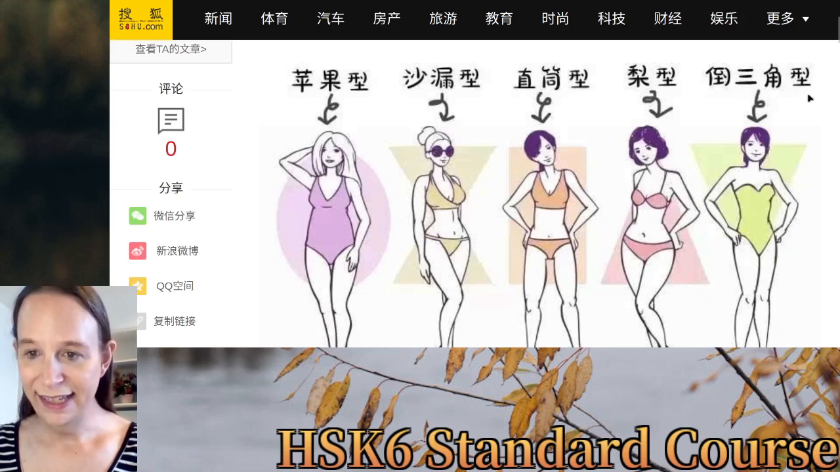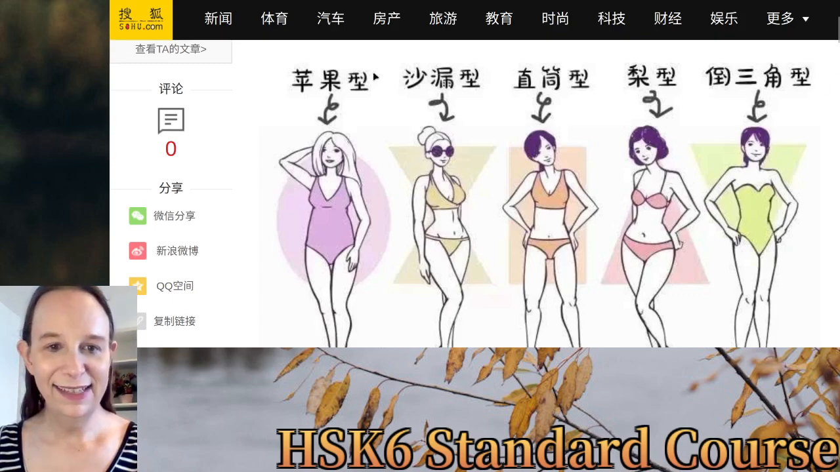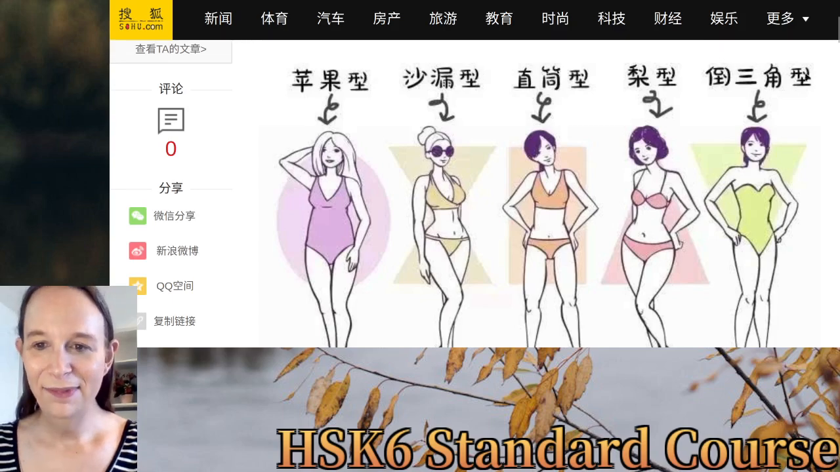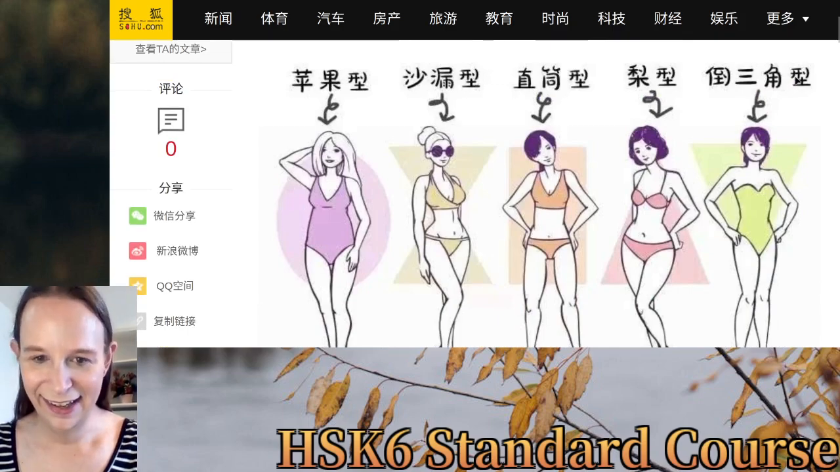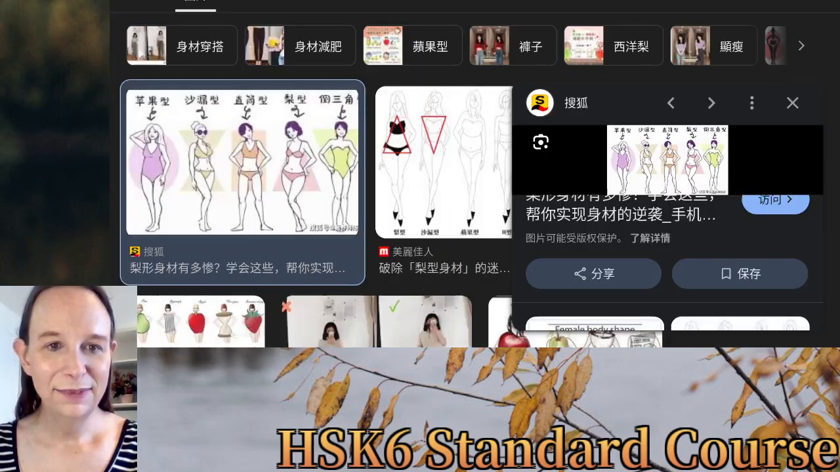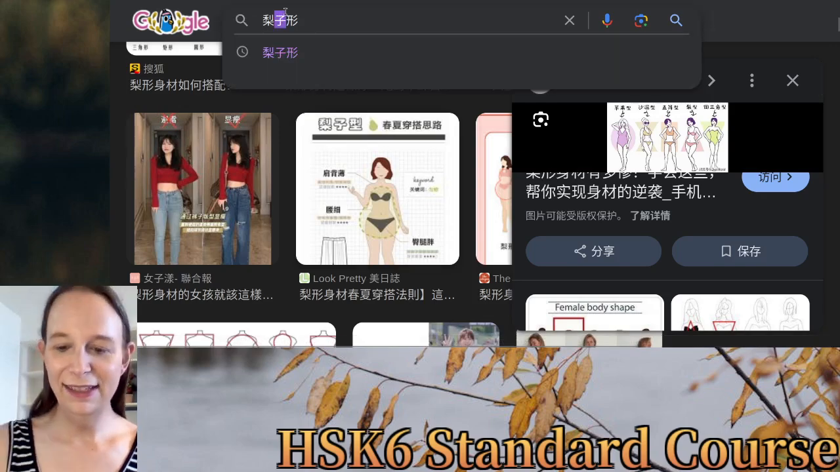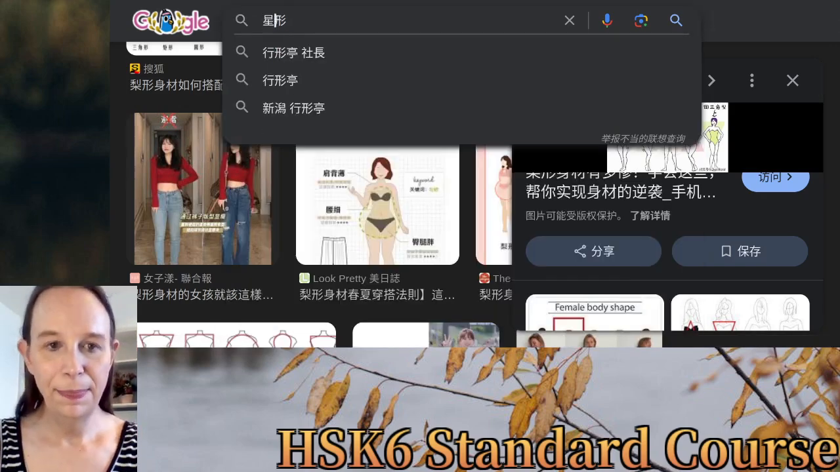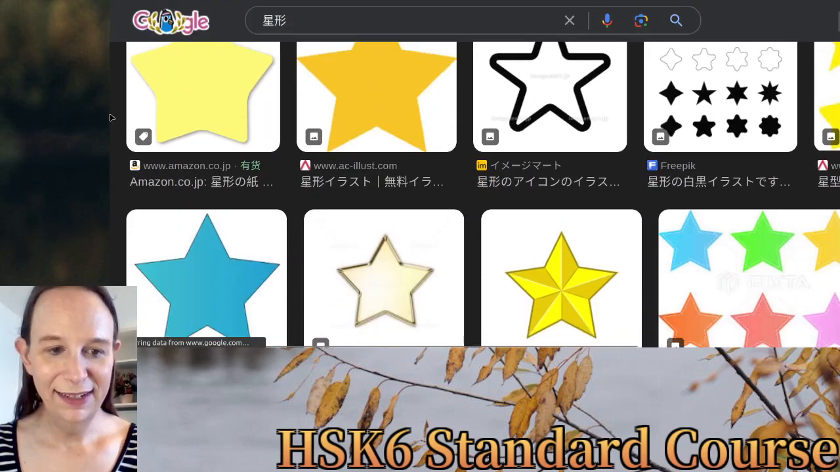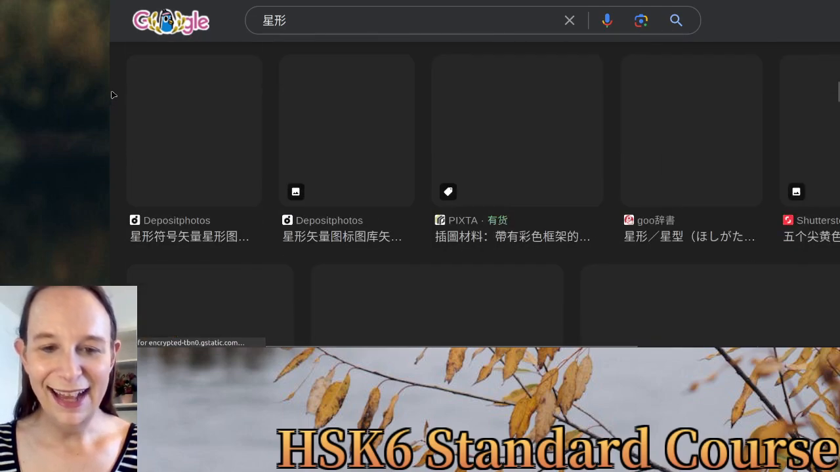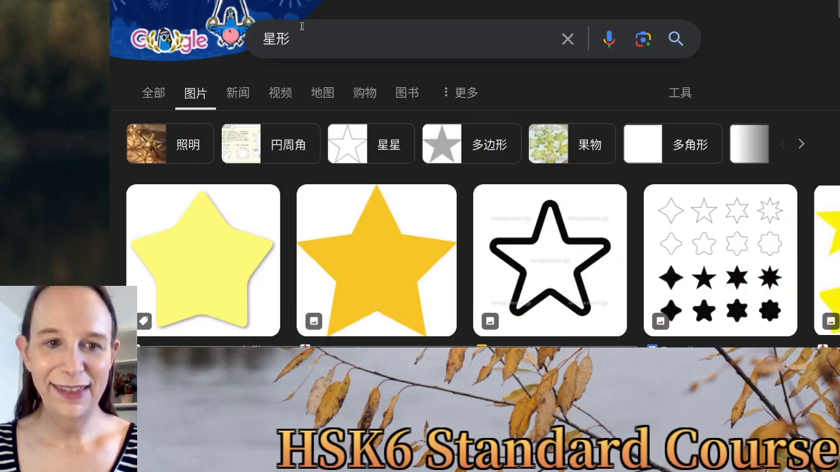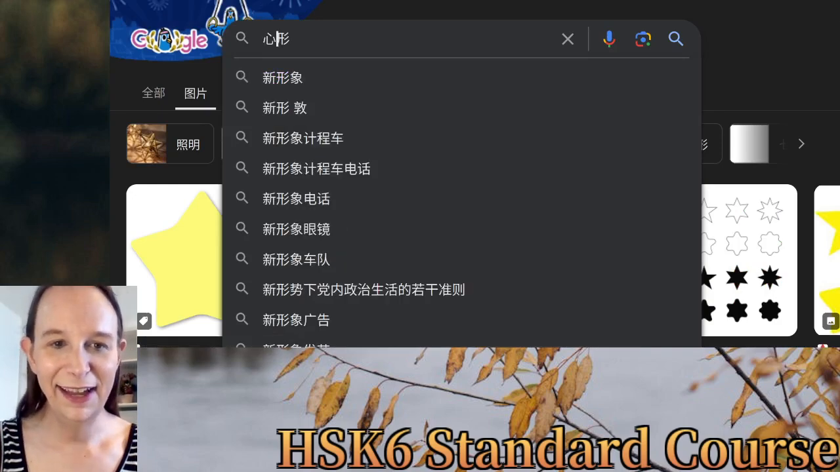And 倒三角形. Sorry, this is the wrong 形. Yeah, this is actually meaning model rather than. Yeah, it's the other 形. Anyway, an inverted 三角. Okay, an inverted triangle shape. Yeah, we want this one. All right, let's try 星形. Star-shaped. Here we go, that's better. Star-shaped. What other shapes are there? 星形. Another 星形.